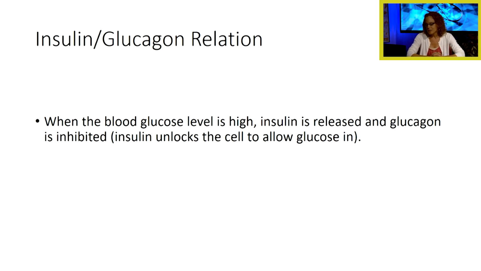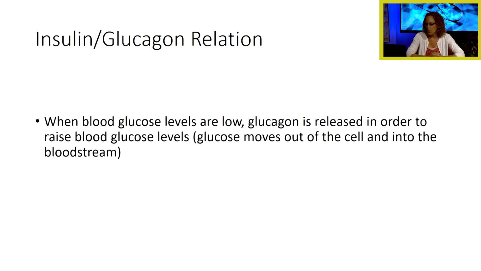So, the insulin and glucagon relationship. When blood glucose level is high, insulin is released and glucagon is inhibited. So remember, insulin unlocks the cell to allow the glucose in. When blood glucose levels are low, glucagon is released in order to raise blood glucose levels. Glucose moves out of the cell and into the bloodstream.